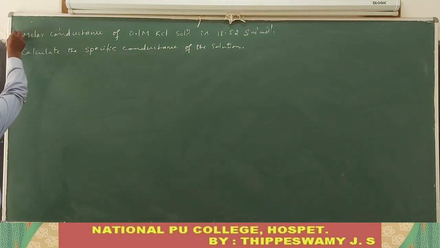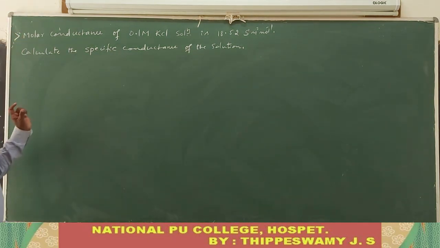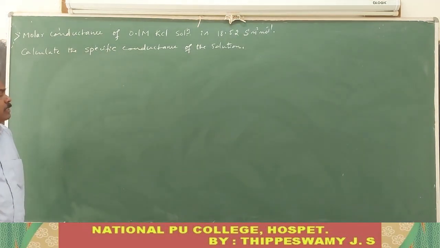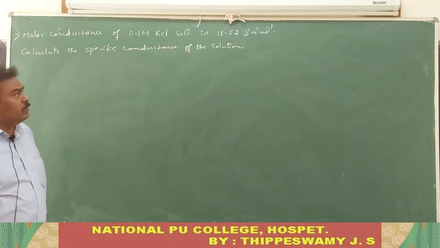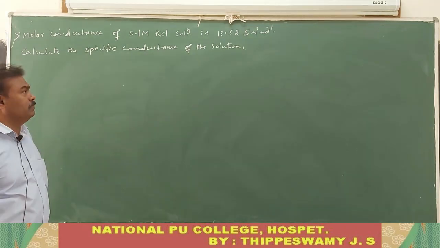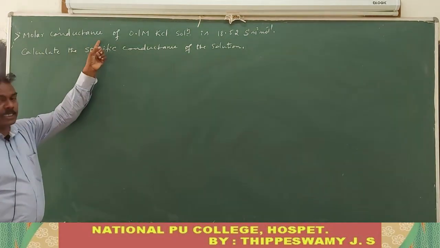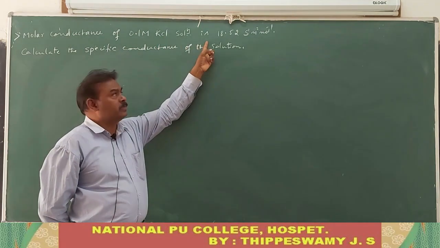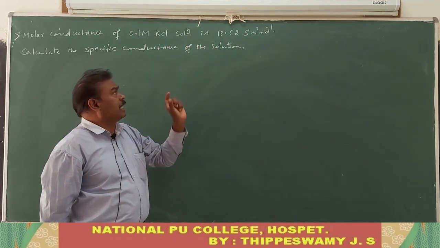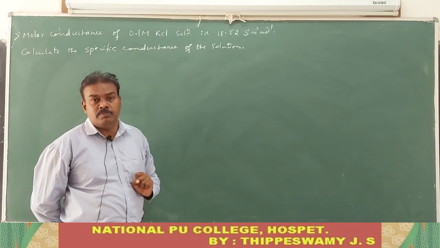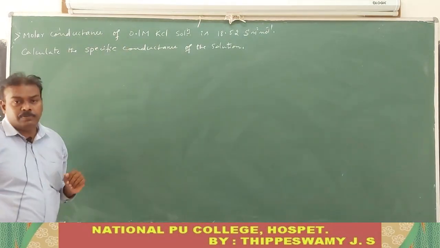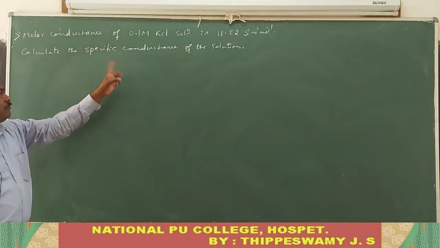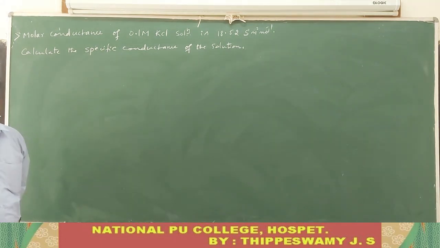The molar conductance of 0.1 M KCl solution is 18.52 Siemens meter square per mole. Using this data, we have to calculate the specific conductance of the solution.